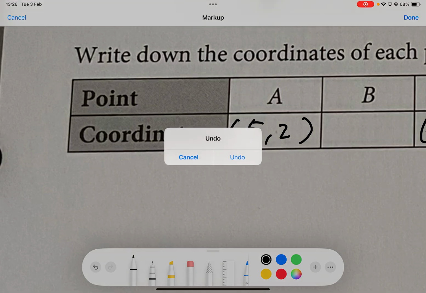Those who are done, go and look at question 2.